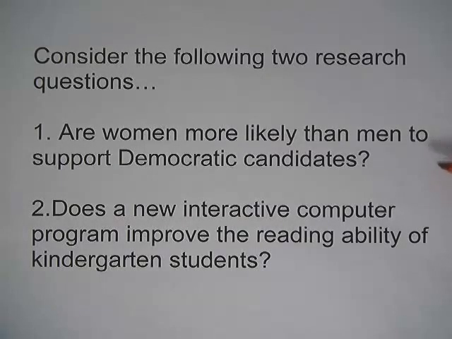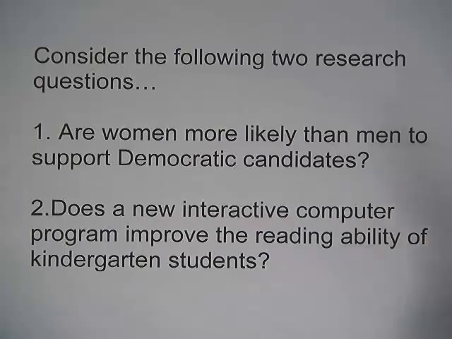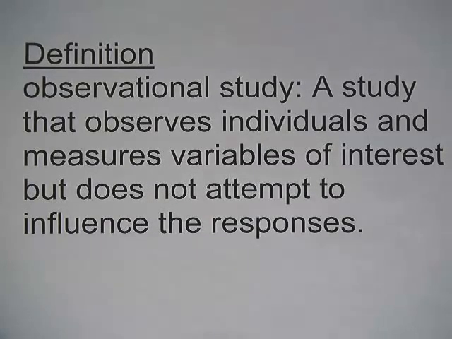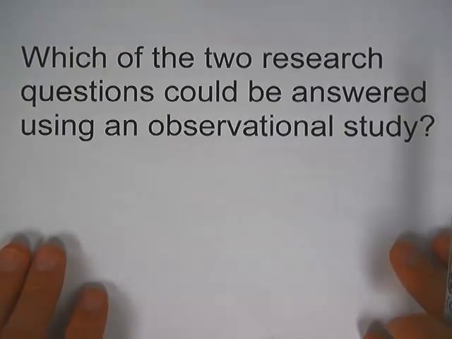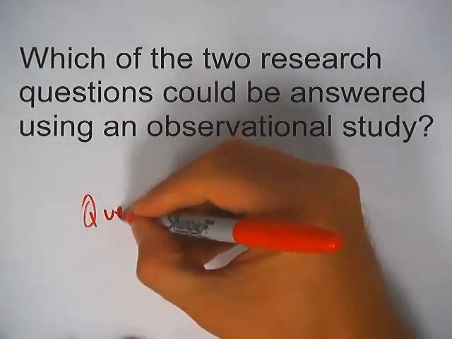So both of these two statistical studies are pretty different, but only one of them is what we call an observational study. An observational study is a study that observes individuals and measures variables of interest, but does not attempt to influence the response. In this case, the response would be the reading ability. So now, based on that definition, which of the two research questions could be answered using an observational study? Question 1 or question 2? And the answer to that is question 1.